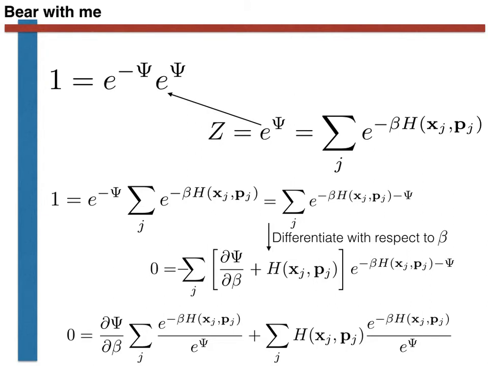Look now at the quotient in the first summation. This is just the probability of being in microstate J. Furthermore, the summation runs over all possible microstates. This summation is thus simply equal to 1.